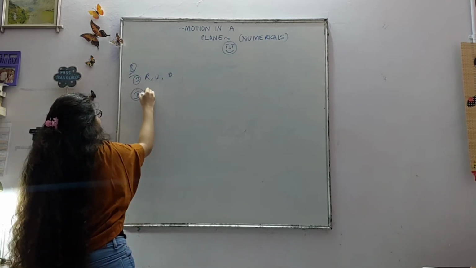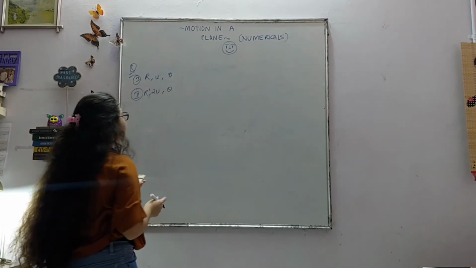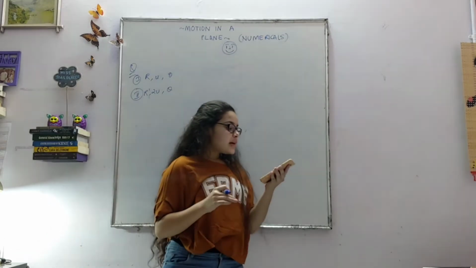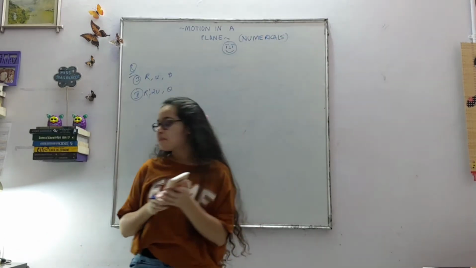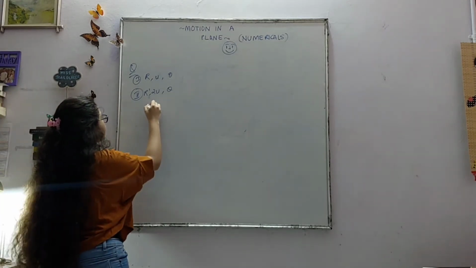In case 2, what will be r dash when this becomes 2u and theta is theta? Right? That is what is asked. Okay. So for that, you must remember the formula for horizontal range.